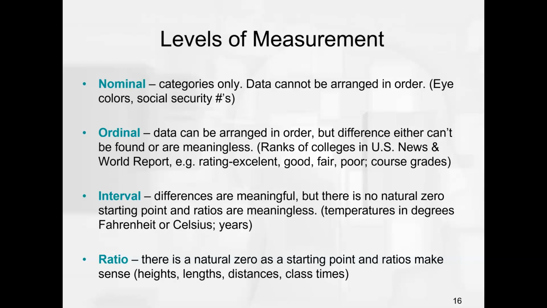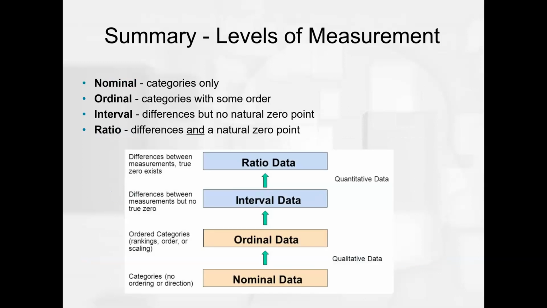The ratio level of measurement is considered the highest level of measurement. It has a natural zero as a starting point, and ratios make sense. For example, heights, lengths, distances, class times. Here is a summary of the levels of measurement with a nice table. How to identify which level of measurement we use in different cases.